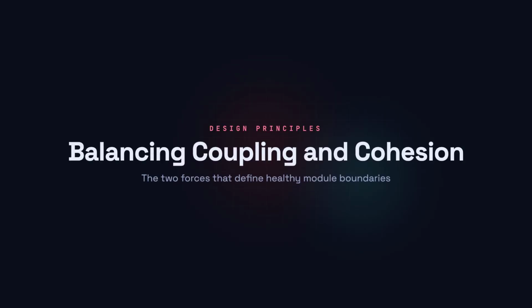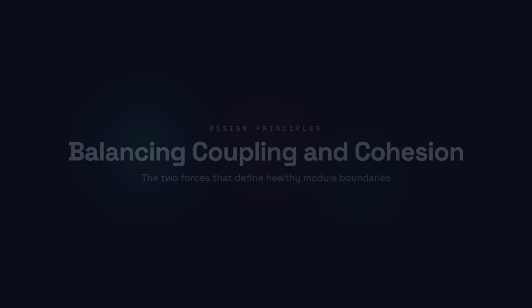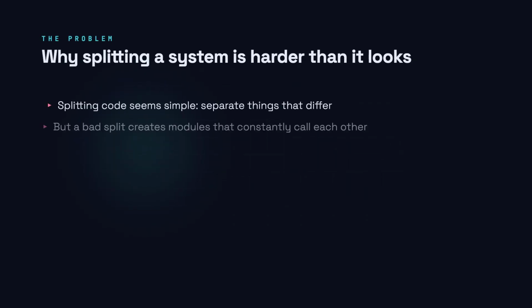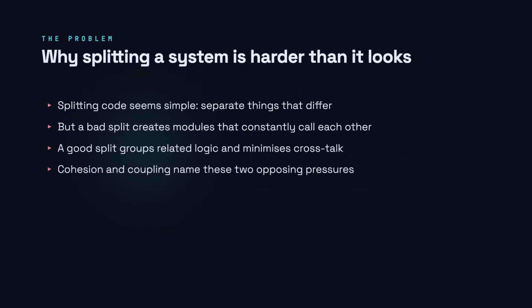Every system is made up of pieces, and the hardest question in architecture is often, where do you draw the lines between those pieces? Two principles, cohesion and coupling, give you a precise practical way to answer that question. This video teaches you what they mean, how they pull against each other, and how to use them together to make better design decisions.